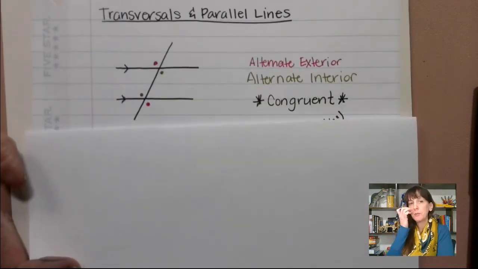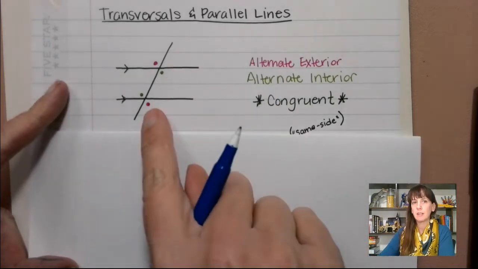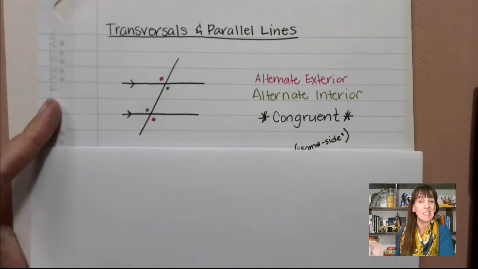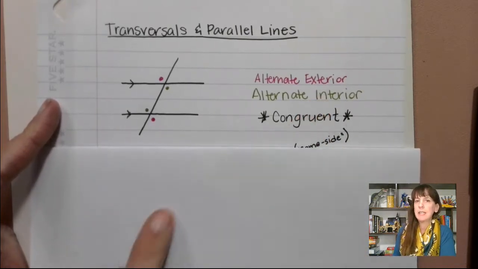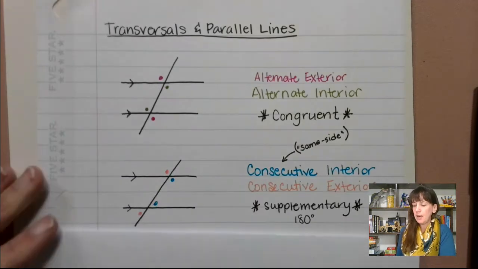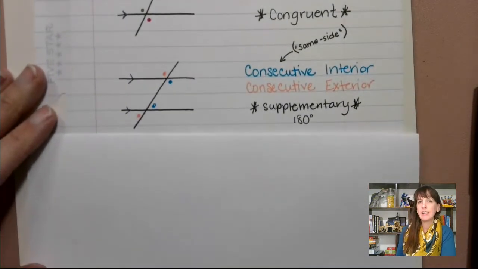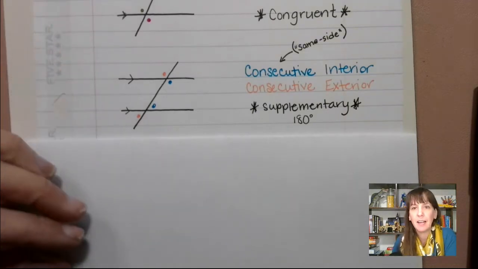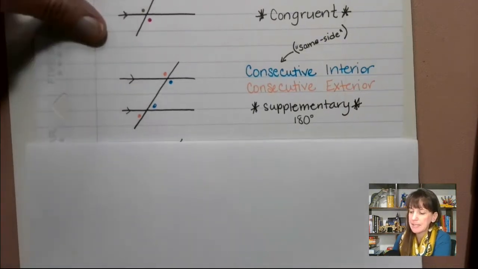You want to determine, is it on the same side or alternate side of your transversal, and then is it on the inside or outside? And so exterior and interior, those guys are going to be congruent. So you're going to want to write that down. Consecutive interior and exterior, those are supplementary. And a friendly reminder, supplementary means it totals up to 180 degrees.